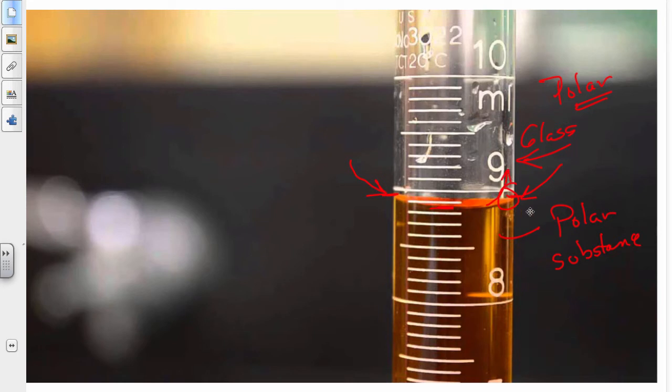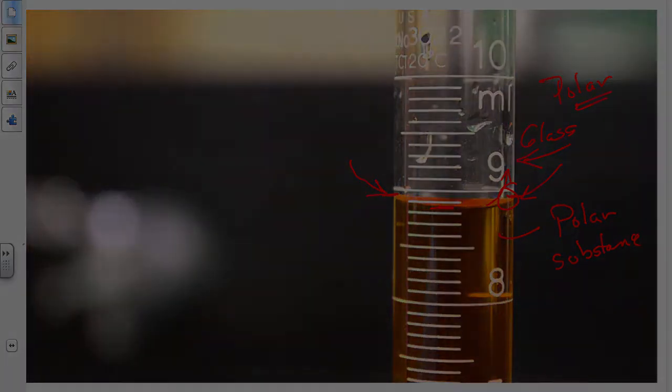And depending on the strength of the polarity, you have larger or smaller, or I should say higher or lower meniscus in differing graduated cylinders based on the actual polarity of the liquid and the glass. So the greater the polarity of the glass and or the liquid, the larger the meniscus that you'll have.